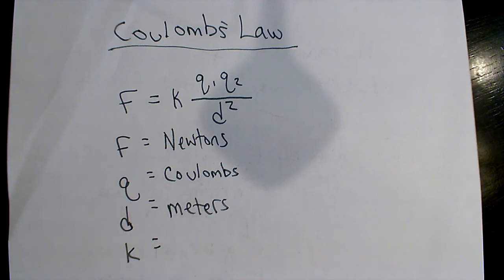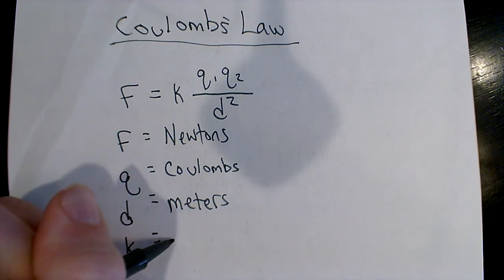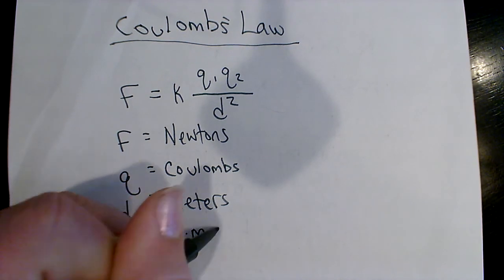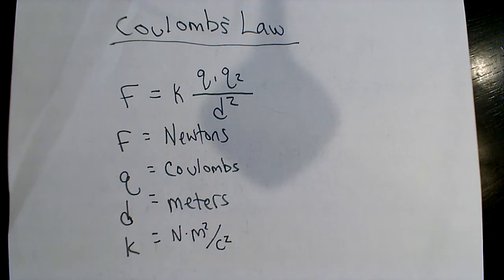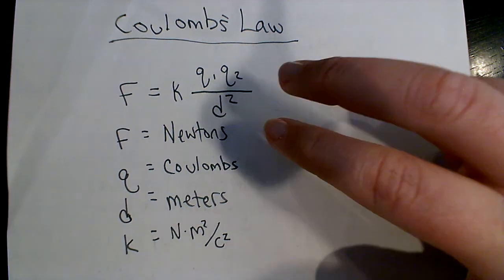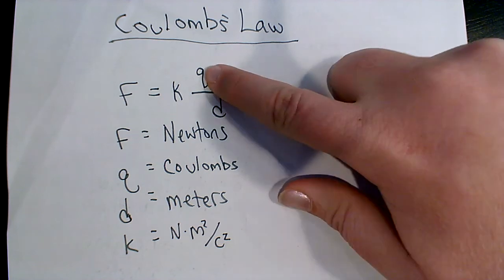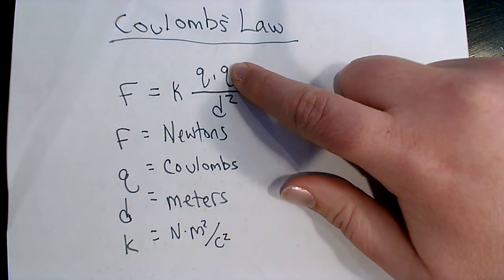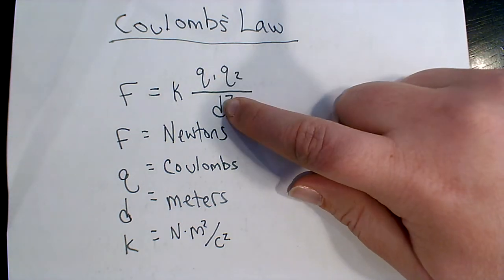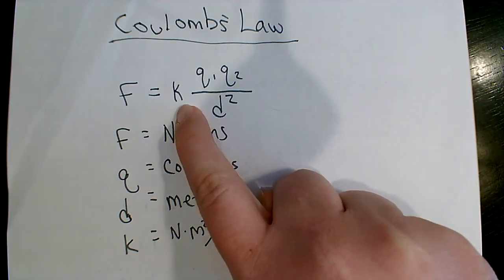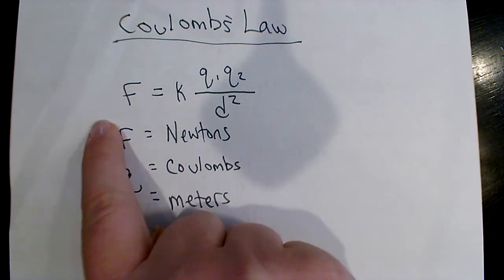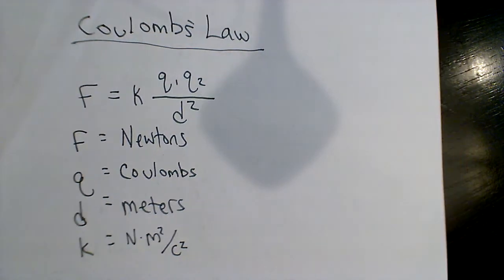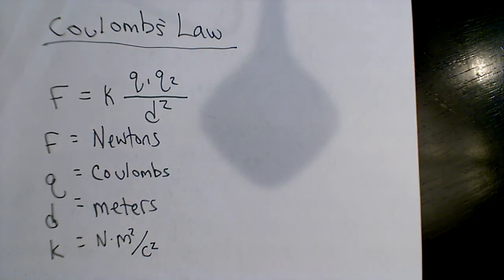And K has its big fancy unit that I don't care necessarily that you write out, but it is Newton meters squared per Coulomb squared. And the unit actually makes sense because I'd have coulombs times Coulomb, so that's Coulomb squared, and distance squared. And so if I was isolating this, I would be multiplying times meter squared and dividing by Coulomb squared. So the unit makes sense, but it seems a little cumbersome for our purposes.